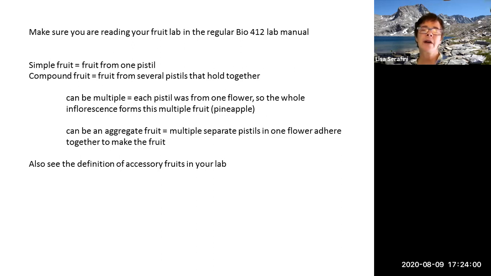However, you can also have what's called an aggregate fruit, where you have multiple pistils in one flower. We saw some examples of that in the previous video. But those pistils all adhere together as the fruit develops, and so that is an aggregate fruit. We also have accessory fruits. I'll just say that those are fruits in which other parts make up a big part of the fruit. That is, other parts besides the ovary wall, etc. So we'll get to those in a little bit.